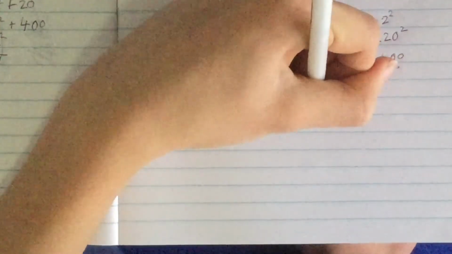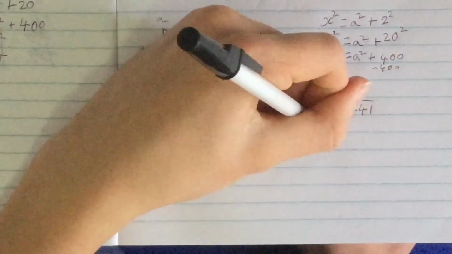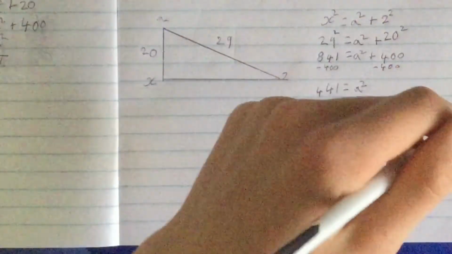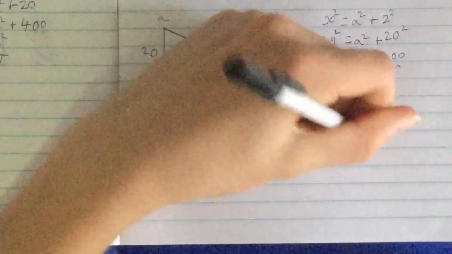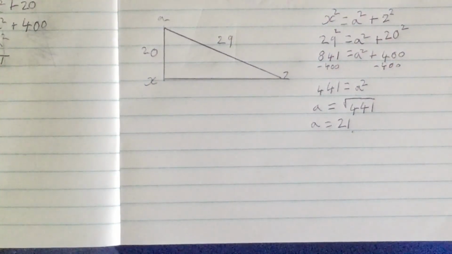441 equals A squared. And A equals the square root of 441. A equals 21. So none of that's too difficult.